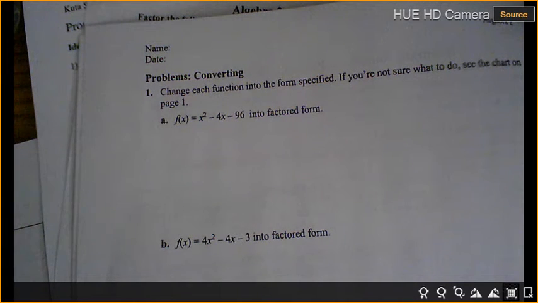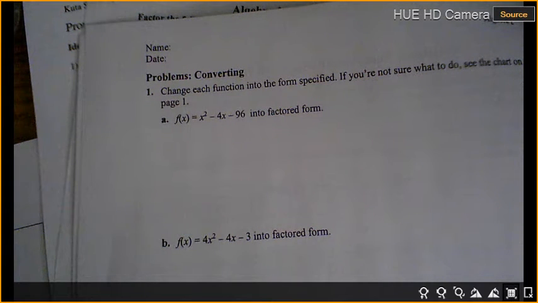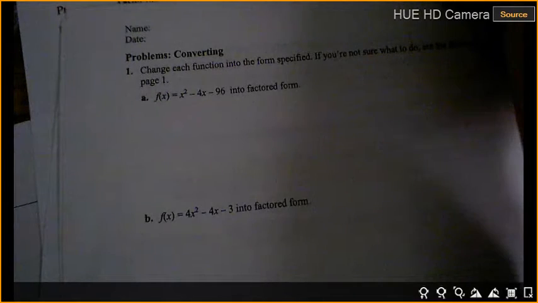We're going to turn to converting some of these problems. We're going to convert them back and forth from standard form to vertex form to factored form, all that kind of stuff. So the first thing we're going to start with here is in standard form, and we want to find the vertex, the factored form of it, and we're going to talk about finding these three things for all of them.